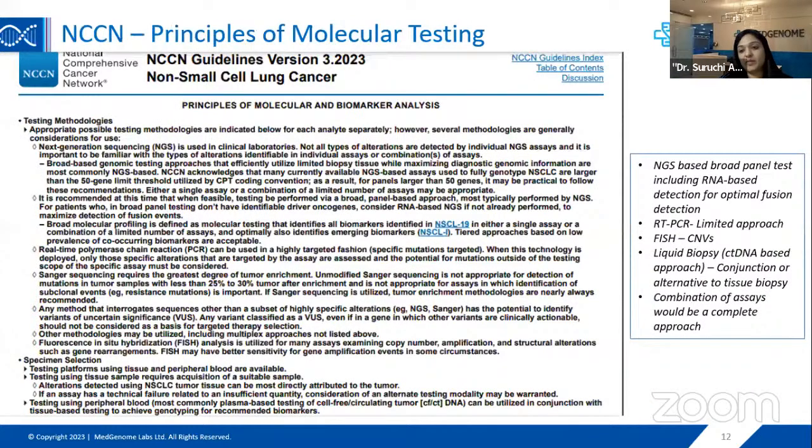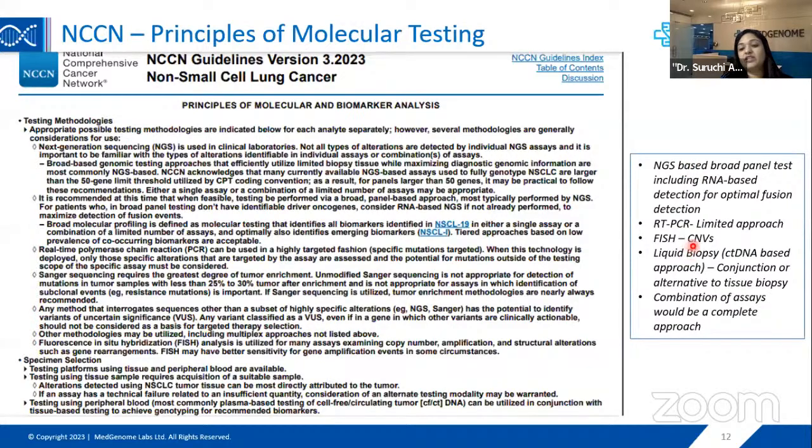NCCN guidelines also recommend broad panel tests, including RNA-based detection for optimal fusion detection. Now, this is a very important point: for fusion detection through NGS, RNA sequencing plays an important role, which we will be discussing in further slides, on how RNA-based sequencing for fusion detection is better than DNA-based sequencing. RT-PCR gives us a limited approach; limited biomarkers can be tested.